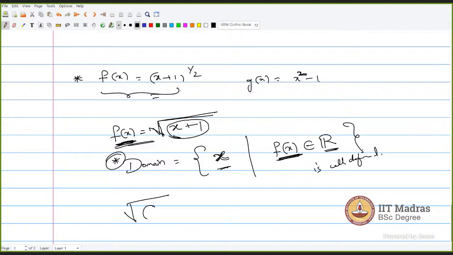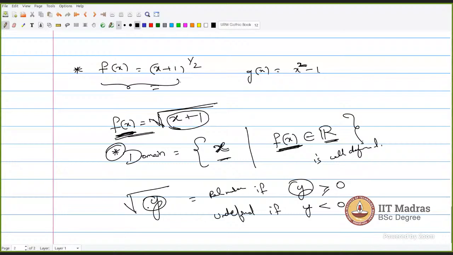Under root of some number is positive if this under root is greater than 0, otherwise undefined. I will take this as some y. So square root of y is a real number if my y is greater than or equal to 0, or undefined if my y is less than 0. This is what the square root function is. This is how we define the square root function in our course.